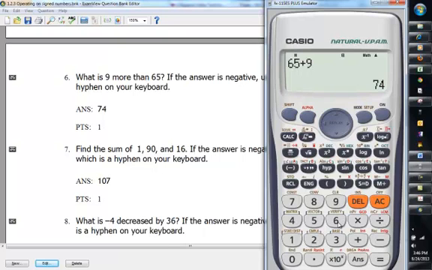Find the sum. Sum means to add. 1 plus 90 plus 16 is 107. What is -4 decreased by 36? It is -40.